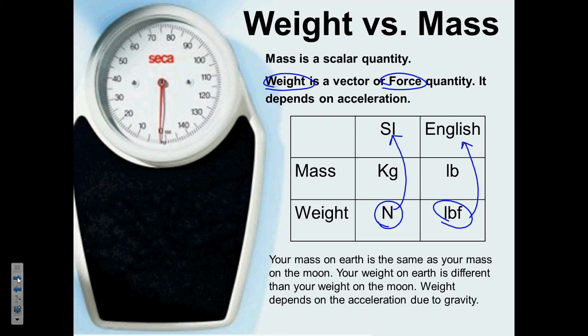Your mass on the Earth is the same as your mass on the moon. Mass is just basically how many atoms you have. You put something very massive up in space and it doesn't weigh anything, but it's still hard to start it and stop it moving. It still has mass. So we sometimes call that its inertial mass.